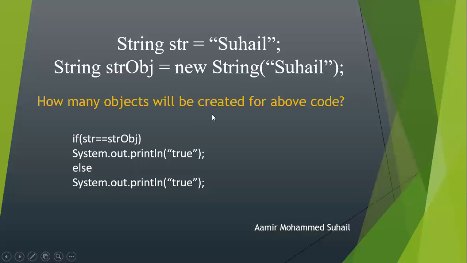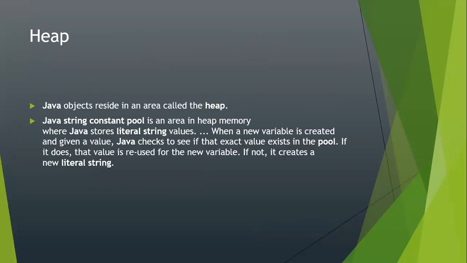So let's get further into that. Before going to the main program, let's understand two things here. What is heap and what is string constant pool? So heap is a location in memory where objects are stored.